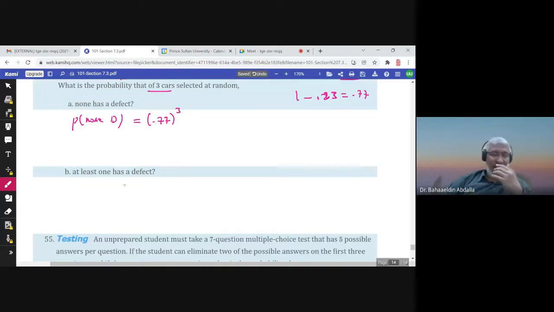At least one has a defect. What is the meaning of this? At least one has a defect means 1 or 2 or 3, so it's everything except all being non-defect. So it is 1 minus the previous probability. Pay attention to "at least."